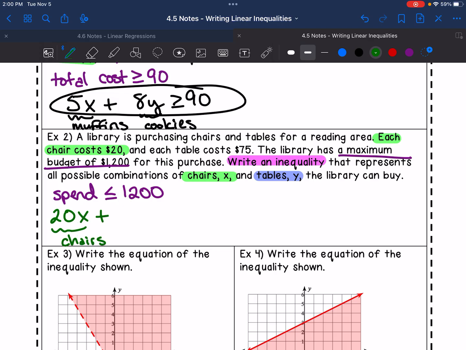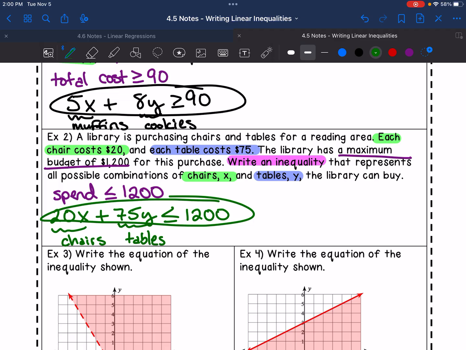And then I have to add to that how much the tables will cost. So each table costs $75, and I'm buying Y amount of tables. So this will be 75Y. So that's tables. And then I need to be less than or equal to 1,200. And then we're done there.